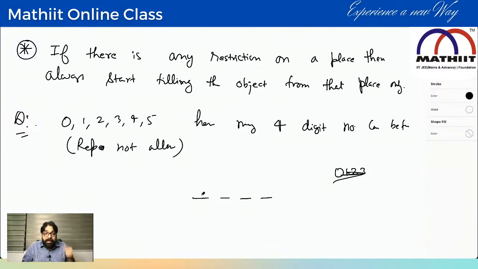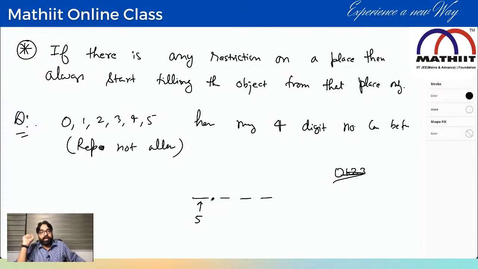So it means there is a restriction. Where is the restriction? On this first place. So this place must be filled first, and only then should you go to the other places. This place can be filled in how many ways? Think. Only 5 ways, because 0 cannot come here. Yes or no? Like when we go from A to B, B to C, and then return, the path does not repeat.